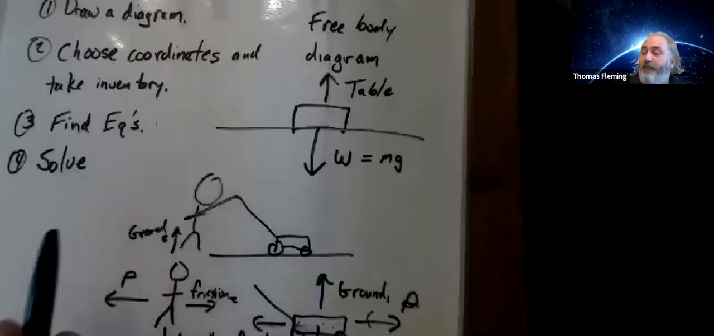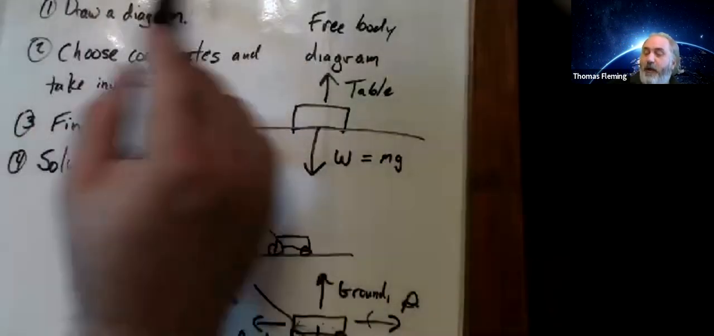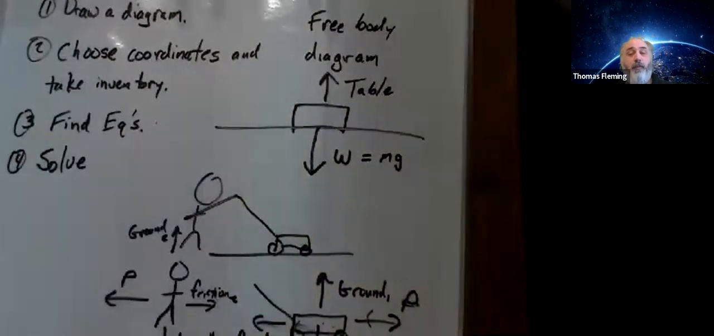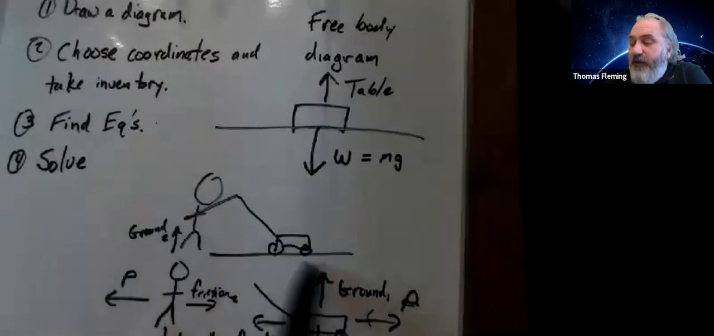That's going to be our next step, doing this free body diagram. And then what's going to happen is we're going to choose our coordinate system and take inventory of what we know, right? Back in chapter 2, taking inventory meant finding the starting position, ending position, starting velocity, ending velocity, acceleration, and time, right? 6 things. Here, taking our inventory is going to be more about keeping track of the direction and the vector components of all the things in this free body diagram.